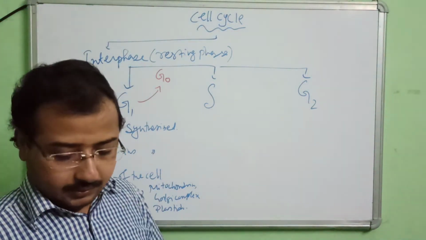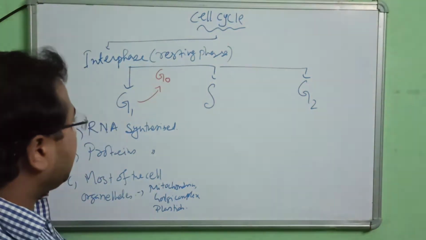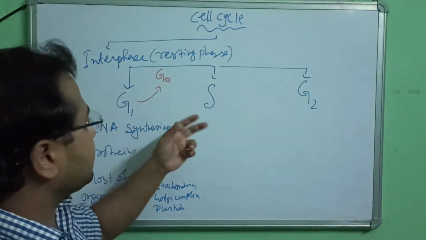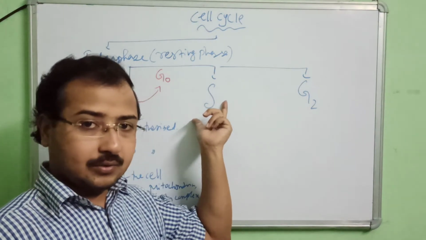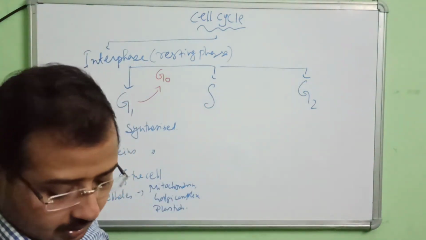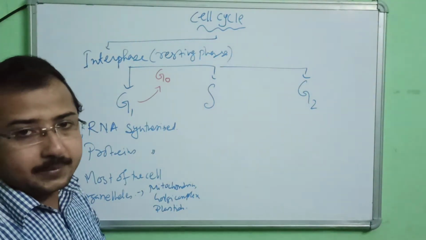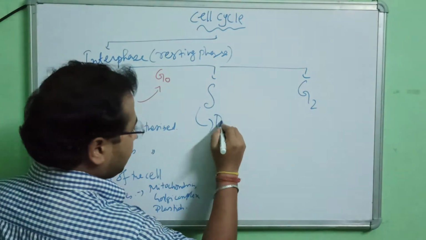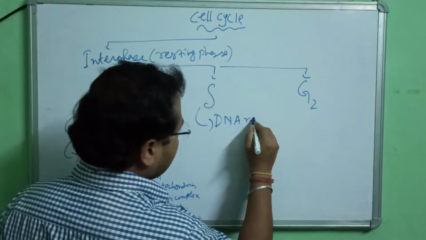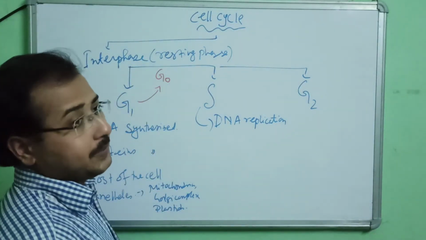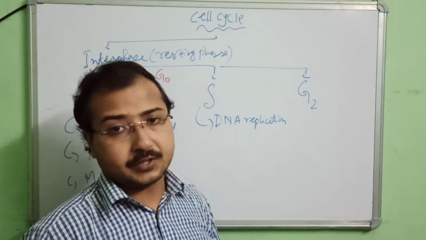Now, normally after the G1 phase, we will see the S phase. Now a normal cell undergoes this direction. So in the S phase, what happens? S means synthesis phase. What happens here? DNA replication takes place here. Very important function.